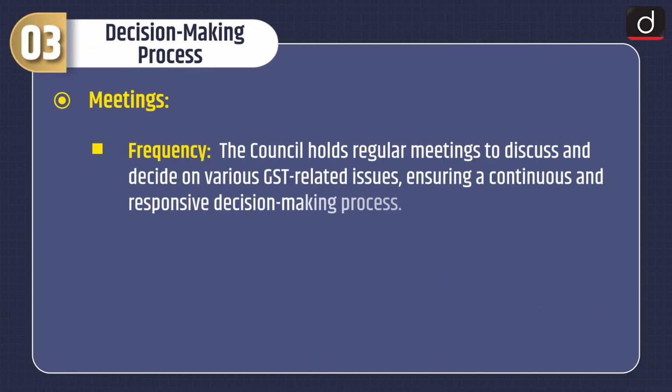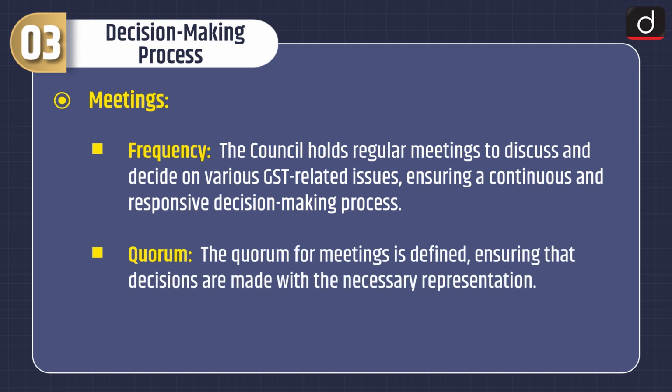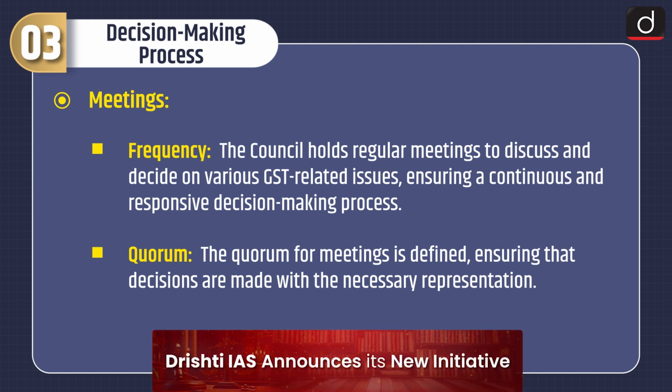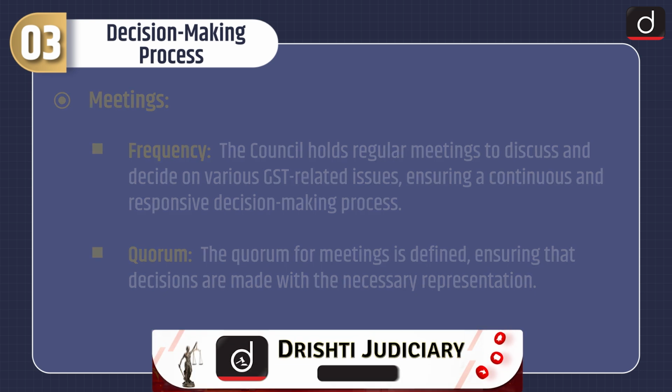Now let's have a look at the decision-making process. Meetings. Frequency. The Council holds regular meetings to discuss and decide on various GST-related issues, ensuring a continuous and responsive decision-making process. Quorum. The quorum for meetings is defined, ensuring that decisions are made with the necessary representation.